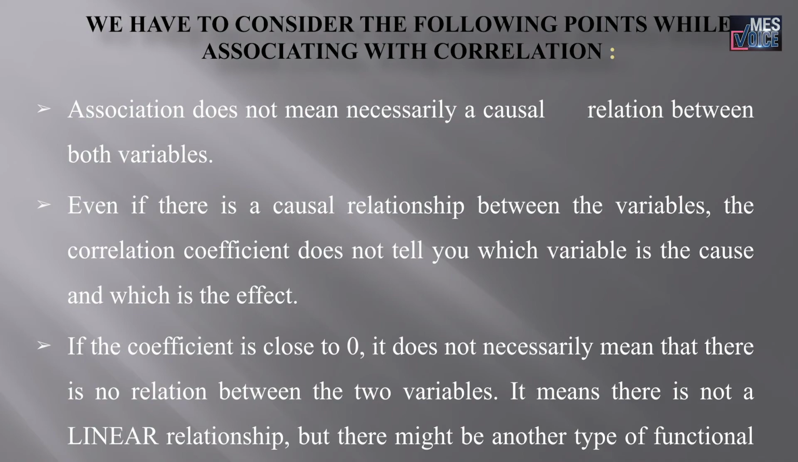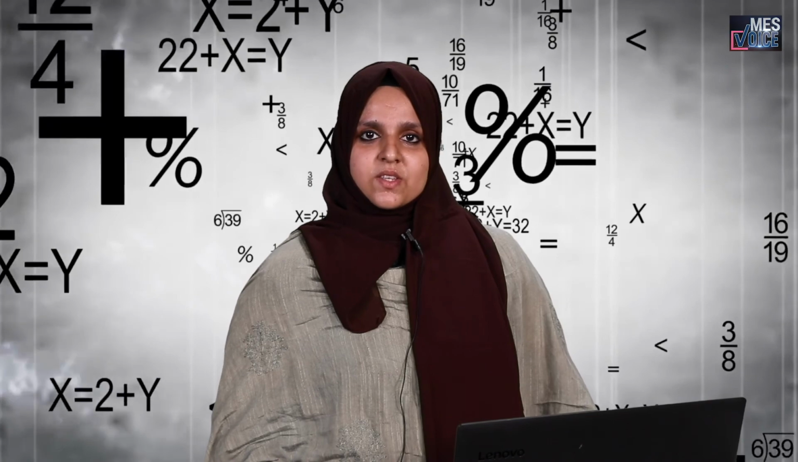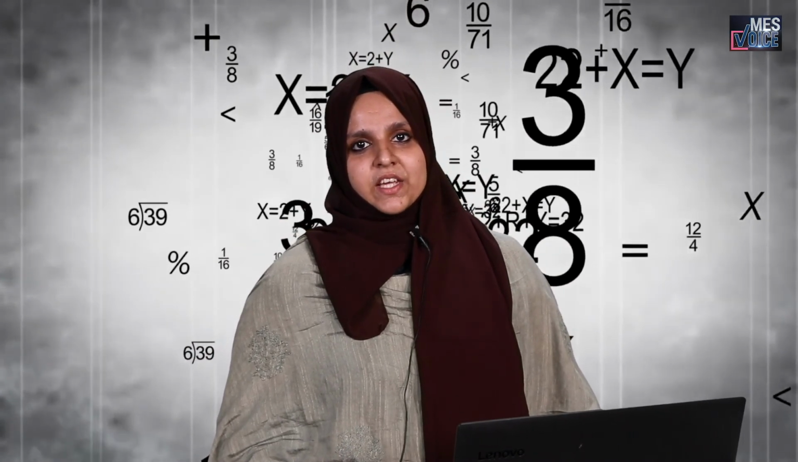Now we have to consider the following points while dealing with correlation. First point is that association does not necessarily mean a causal relationship between both the variables. Even if there is a causal relationship between the variables, the correlation coefficient does not tell you which variable is the cause and which is the effect. If the coefficient is close to 0, it does not necessarily mean that there is no relationship between the two variables. It means that there is no linear relationship between the two variables. This is all about the basic concepts of correlation.